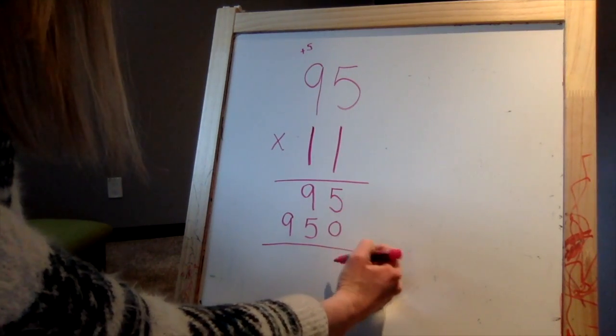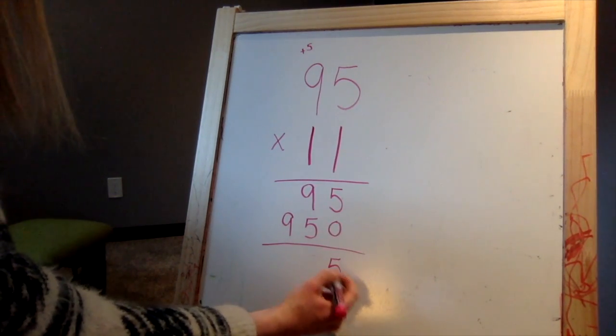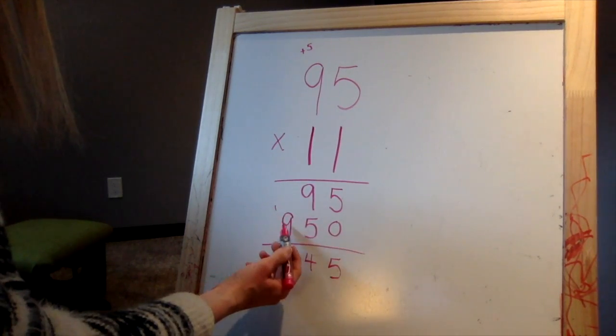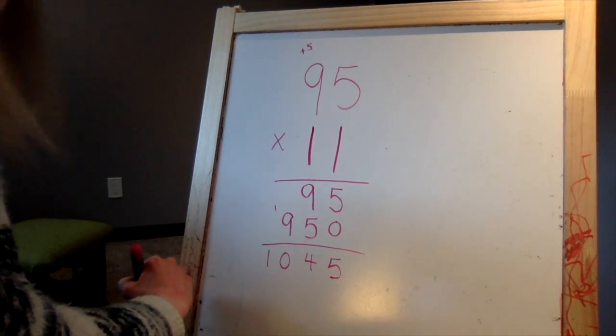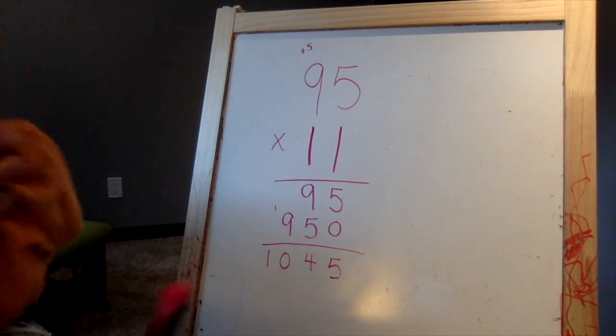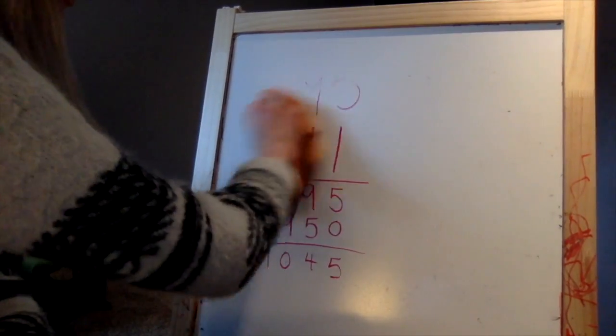Now we add them together. 5 and 0. 9 plus 5 is 14. Okay, and then 9 and 1 more. It's 1,045. All right, we're going to move on to the next one. And the next one is 59 times 42.